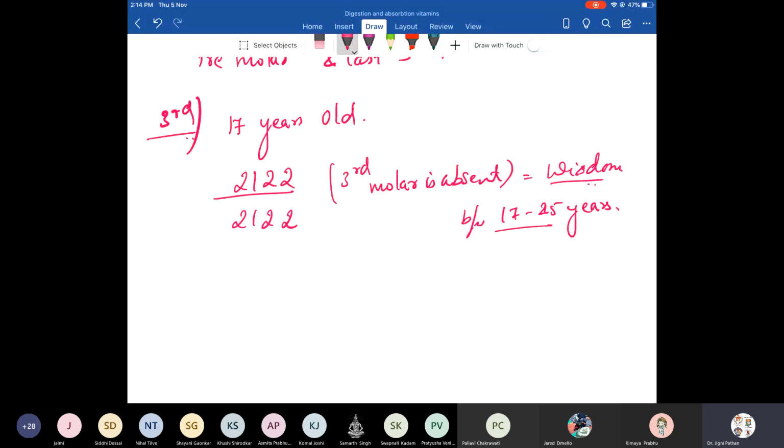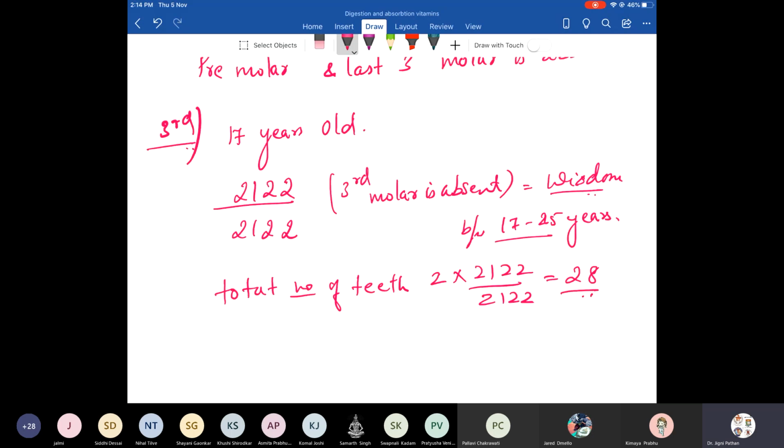So what would be the total number of teeth in a teenager? 2 into 2, 1, 2, 2 into 2, lower half jaw, upper half jaw, which is equal to 28. Am I right? Quickly check and do let me know.